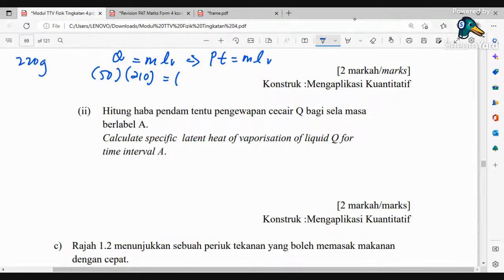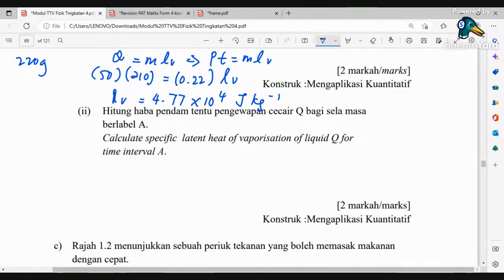0.220 gram. So you have to convert to kilogram, which means 0.22. Then find LV, the specific latent heat of vaporization. So you will get the answer. Try to calculate. 4.77 × 10^4 unit joule per kg (J kg^-1).